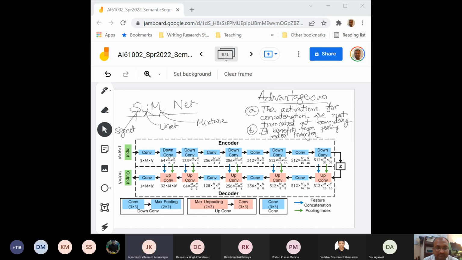Sir, can you explain how this upconvolution function works? Upconvolution is this particular block which is given over here. Look down. This block is what is called upconv, which consists of a max unpooling followed by a convolution. Got it.